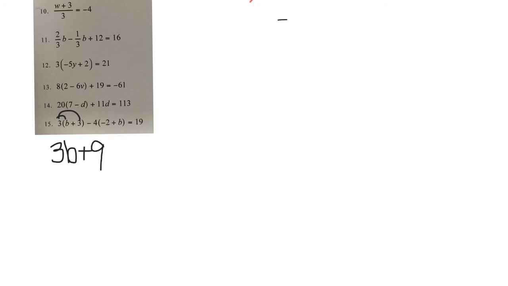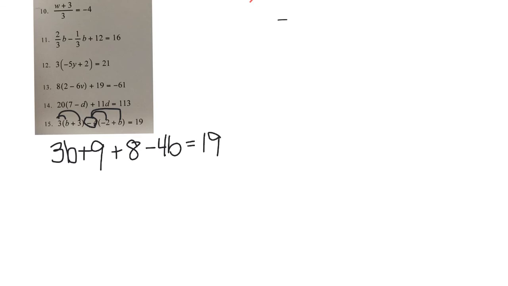All right, we have 3 times b plus 3, so I'm going to do it right here. 3b plus 9. We have negative 4, so that negative is going to distribute with it. Negative 4 times negative 2 becomes plus 8. Negative 4 times b is minus 4b equals 19.